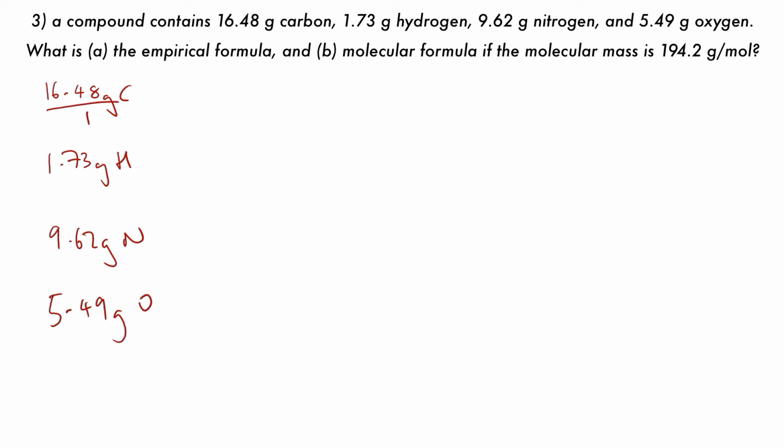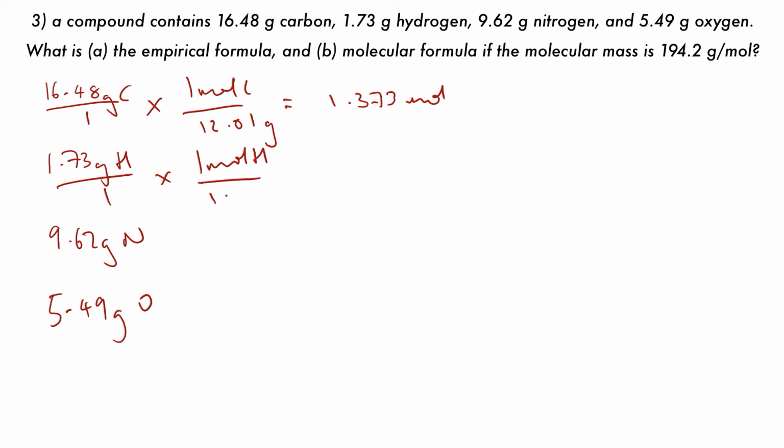We then need to find out the number of moles. So the molar mass of carbon is 12.01, which would give us the number of moles as being 1.373 moles. For hydrogen then, the molar mass of hydrogen is 1.008 grams. So that would give us the number of moles being 1.716 moles.